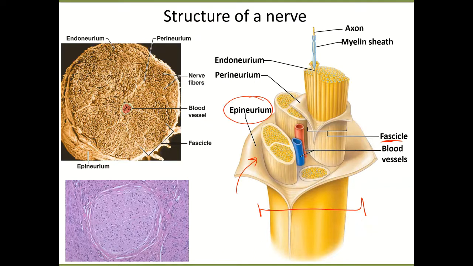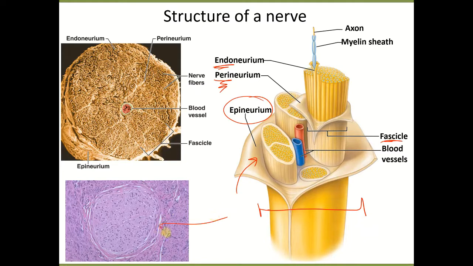Each individual axon is wrapped... let me go backwards, sorry. Each fascicle is wrapped by perineurium. Peri means around. And then each individual nerve within that fascicle is wrapped by endoneurium. Endo means within.